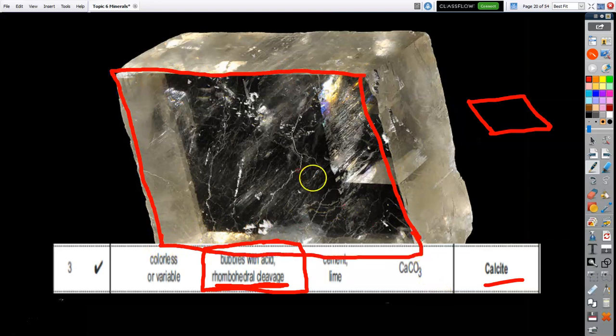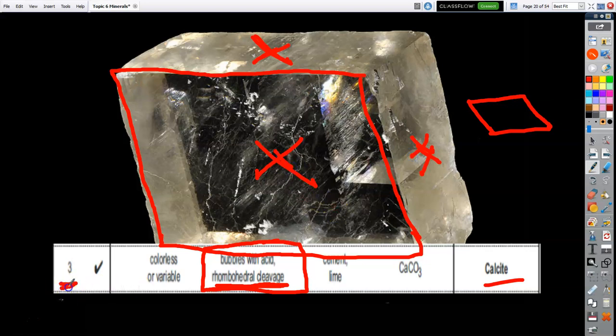It's got that parallelogram. And these are all good examples. So you got flat side, flat side, flat side. These are all good examples of cleavage face. They call them faces. So each of these is a face. This is a face. This is a face. This is a face. These are all faces.